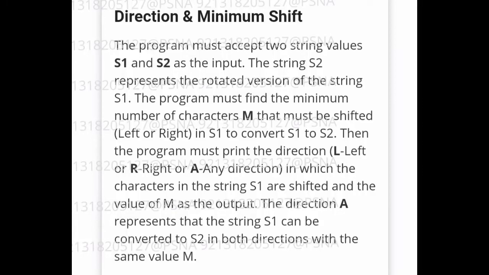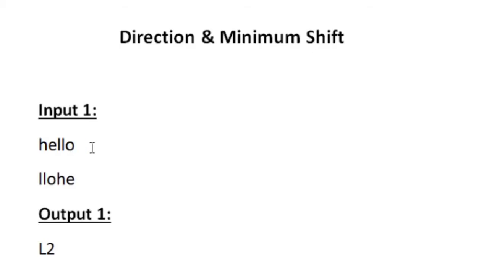This is the question asked in today's SkillRack daily challenge. We are given two strings S1 and S2 as input. The string S2 is the rotated version of S1. So if we rotate the string S1 in any of the directions, either left or right, then at a particular point we will reach this string S2.